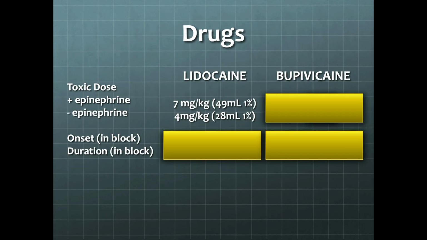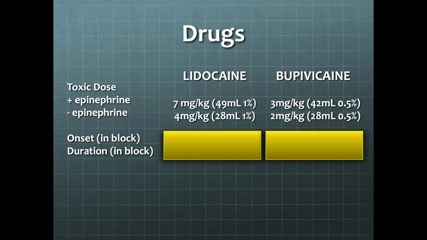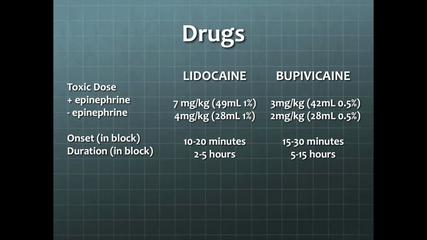For bupivacaine or Marcaine, the toxic dose is 3 milligrams per kilogram with epi and 2 milligrams per kilogram without epi. If you do the math, that would turn out to be, in about a 70 kilo guy, 42 cc's max with epi or 28 cc's max without epi. Usually in a local infiltration form, we think of lidocaine as lasting about an hour and bupivacaine maybe 4 hours, but in a block form, where you're getting the nerve higher up, the onset is a little slower.